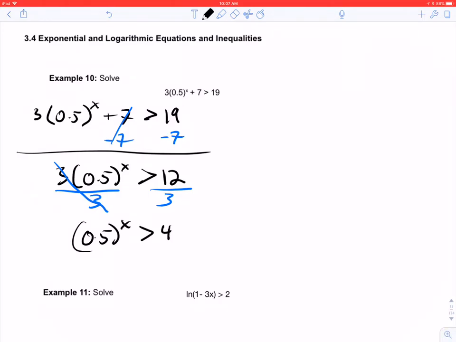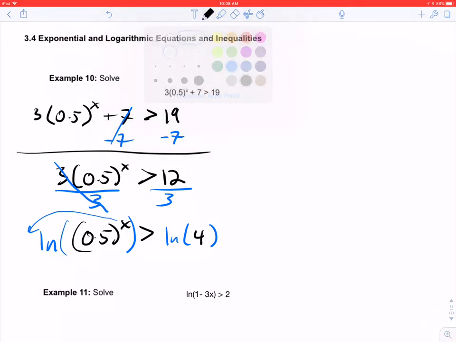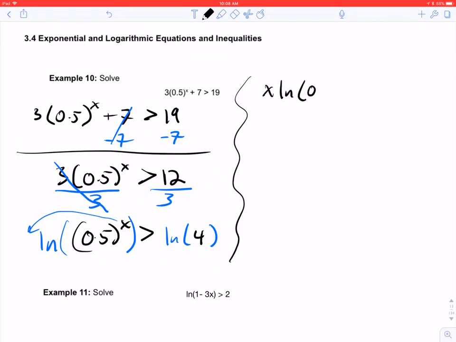And then to get that out of the exponent, take the log of both sides. So I'm going to do natural log. I'm going to take the natural log of this, and I'm also going to take the natural log of this guy. When we take the log of the left, that allows the exponent to come out. So I'll continue over here. So then we have x times the natural log of a half, strictly greater than the log of 4.